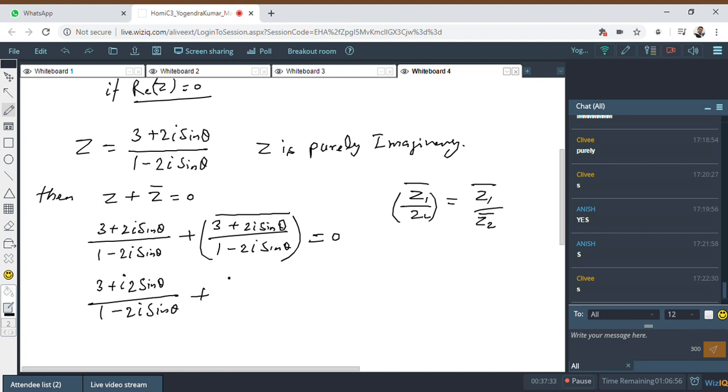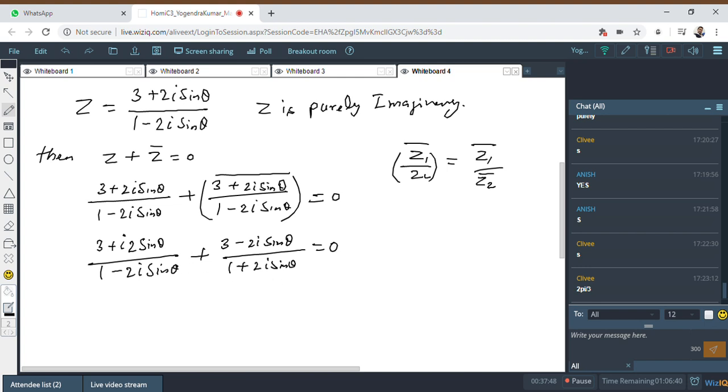I am directly doing this step. Conjugate of numerator 3 minus 2i sin theta and conjugate of denominator 1 plus 2i sin theta. Now LCM. Okay, Clive got 2 pi by 3. Let me check one second. We need not worry about the denominator part, 1 minus 4 sine square theta. I'm just writing it there, but it doesn't matter what the denominator part is.